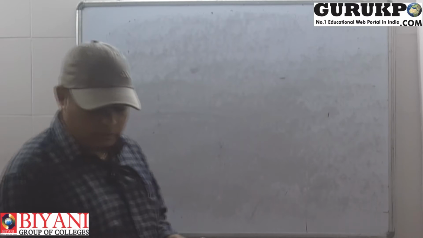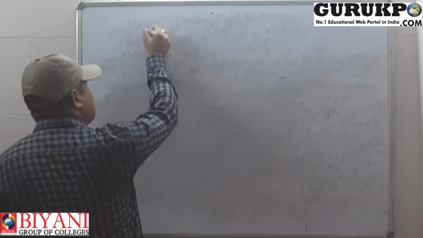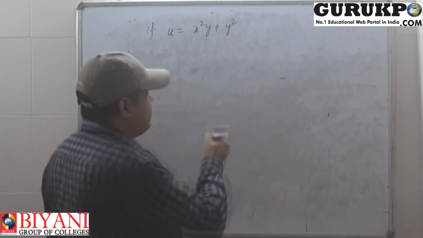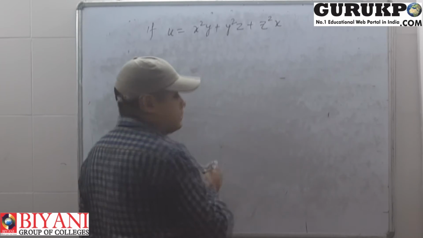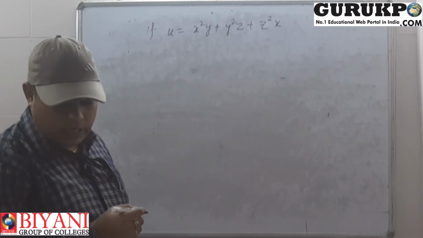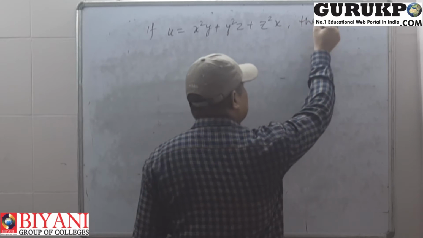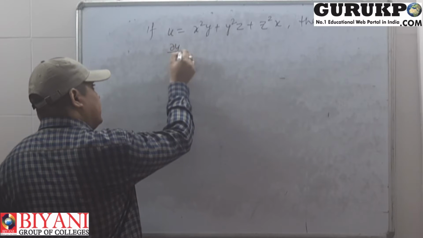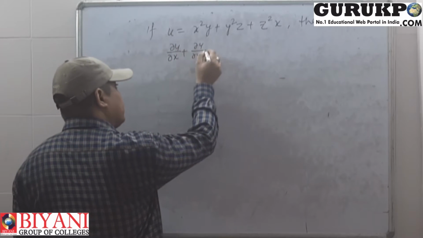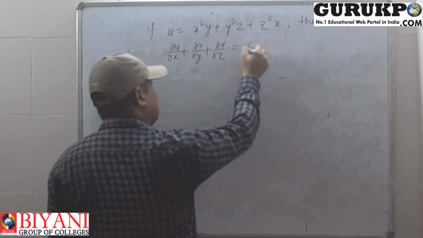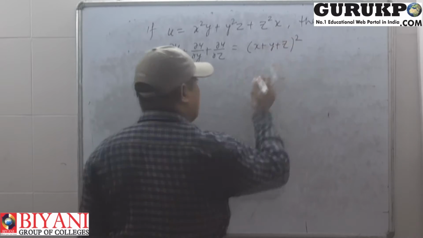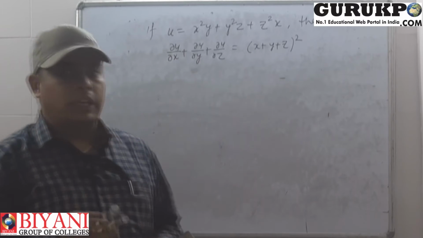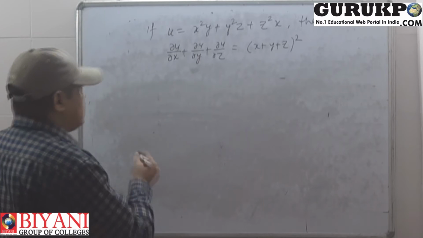For the first question, we will take u as a function of x square y plus y square z plus z square x. It is a function in three variables x, y and z, and we are asked to show that del u by del x plus del u by del y plus del u by del z is nothing but x plus y plus z whole square. It's a very easy question and many times it is asked in many competition examinations and university examinations of B.Sc courses. So how will we discuss the solution?